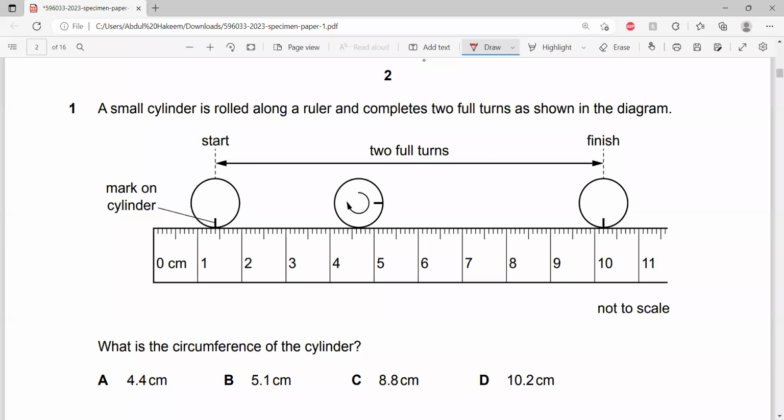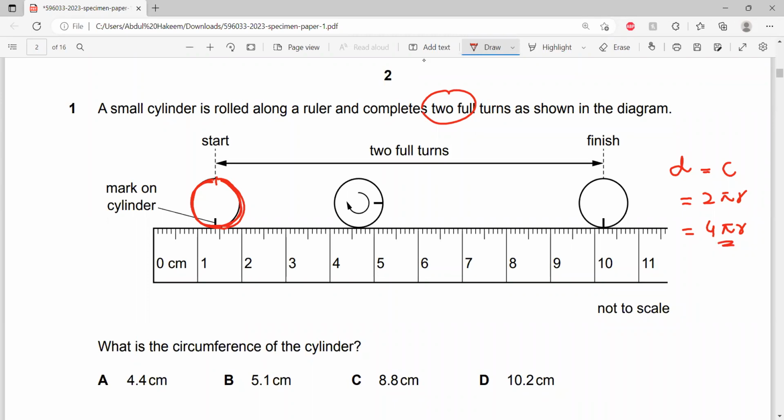The question is: a small cylinder is rolled along a roller and completes 2 full turns as shown in the diagram. 2 full turns. So 1 turn has distance equal to circumference, which is 2 pi r. But for 2 turns, it becomes 2 times 2 pi r, meaning 4 pi r. So what is the circumference of the cylinder?